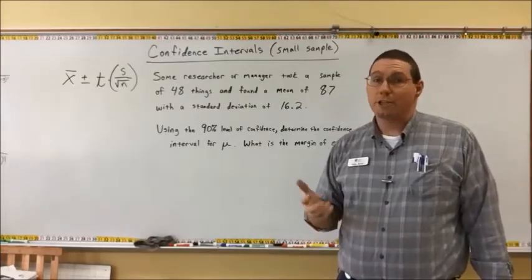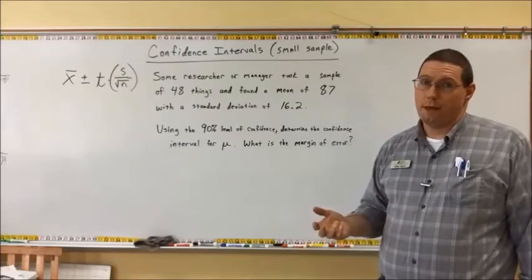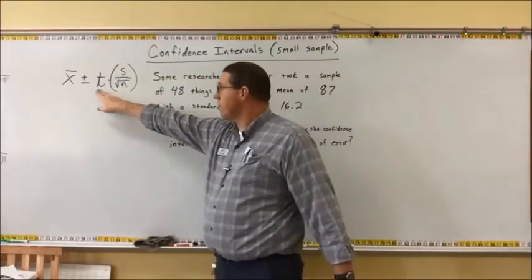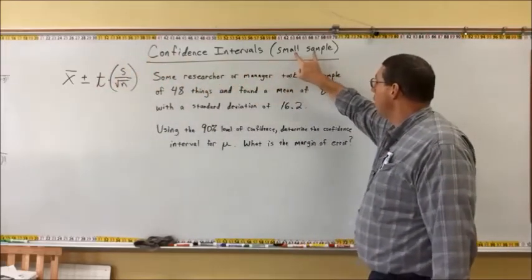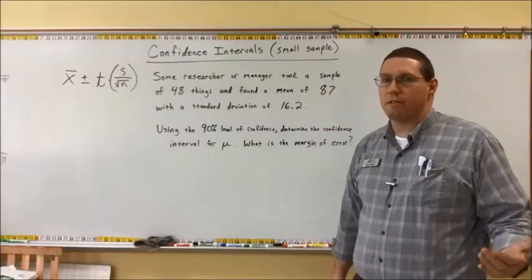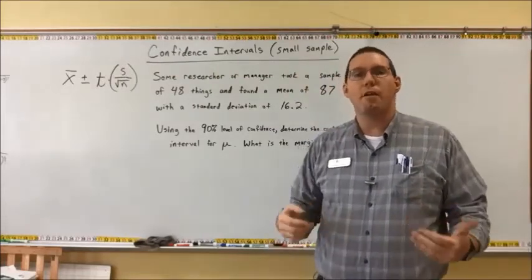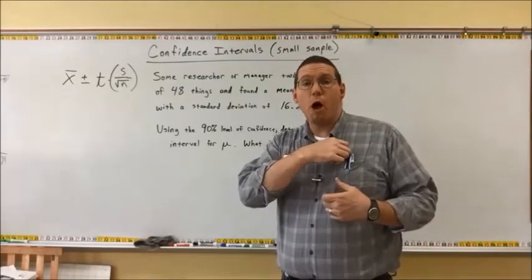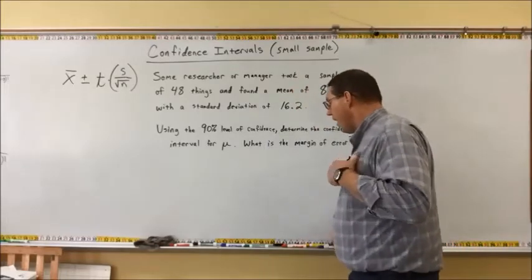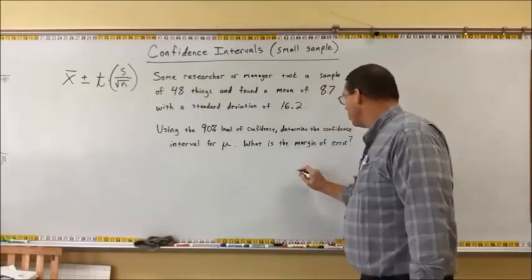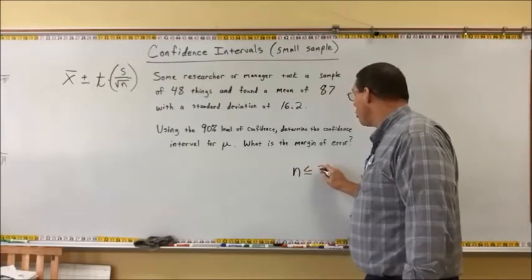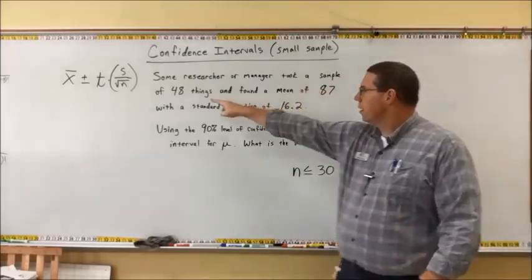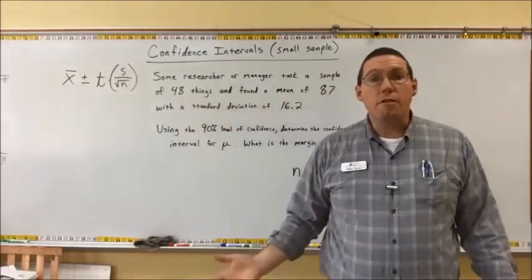Now, there's actually something wrong with this problem. And I want you to look at it for just a second. And I want you to think about this idea of the t-statistic and the fact that we're dealing with small samples. And what did I say previously in this lesson about what makes up a small sample? Do you remember what I said about small samples? Small samples are samples that are less than or equal to 30. What is the sample size in this particular problem? Look over here. The sample size is 48.